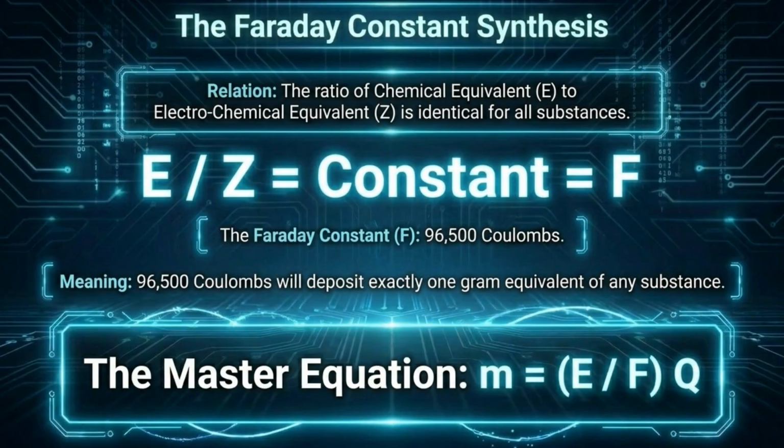By synthesizing these laws, we arrive at the Faraday constant, which is approximately 96,500 coulombs. This allows us to use the master equation to calculate the mass deposited for any substance.